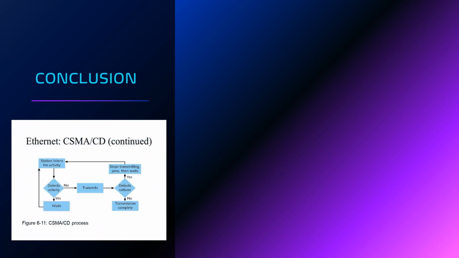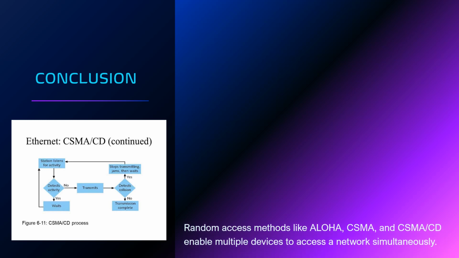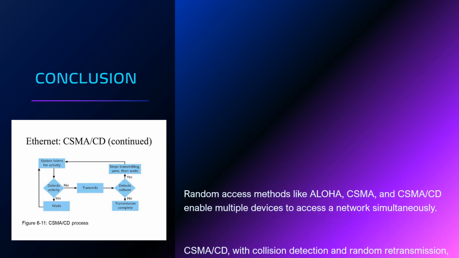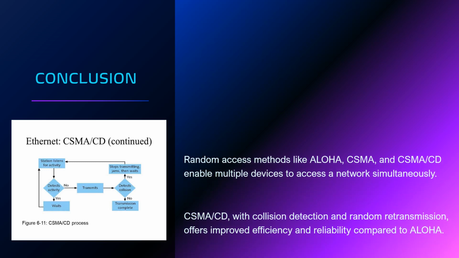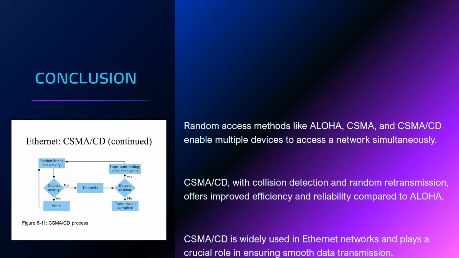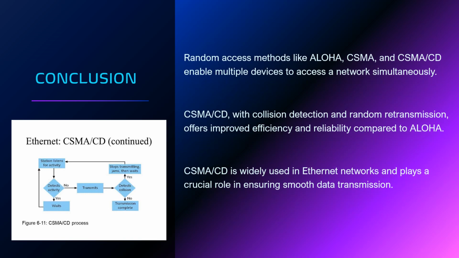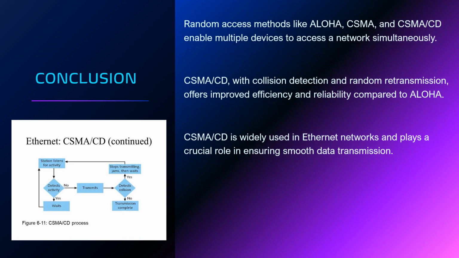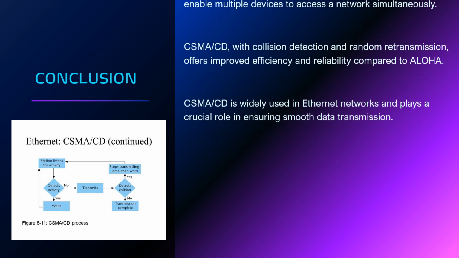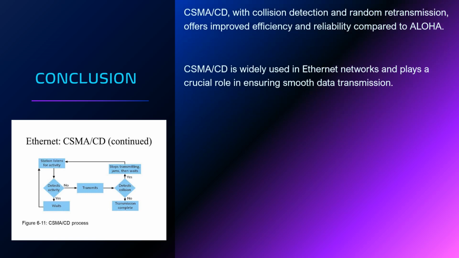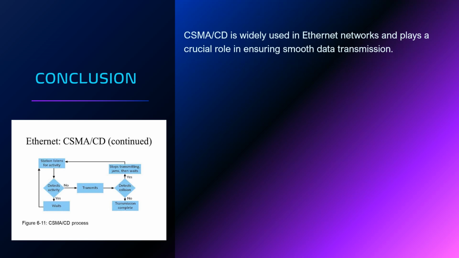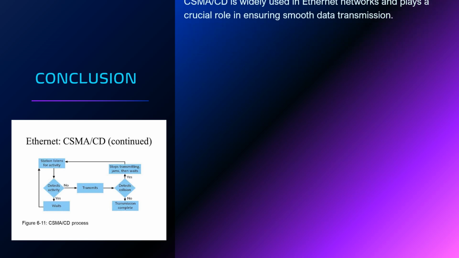Finally, we come to the conclusion, as we observe in the diagram, which is a block diagram of Ethernet CSMA-CD. Random access methods like Aloha, CSMA, and CSMA-CD enable multiple devices to access a network simultaneously. With collision detection and random retransmission, CSMA-CD offers improved efficiency and reliability compared to Aloha. It is widely used in Ethernet networks and plays a crucial role in ensuring smooth data transmission.